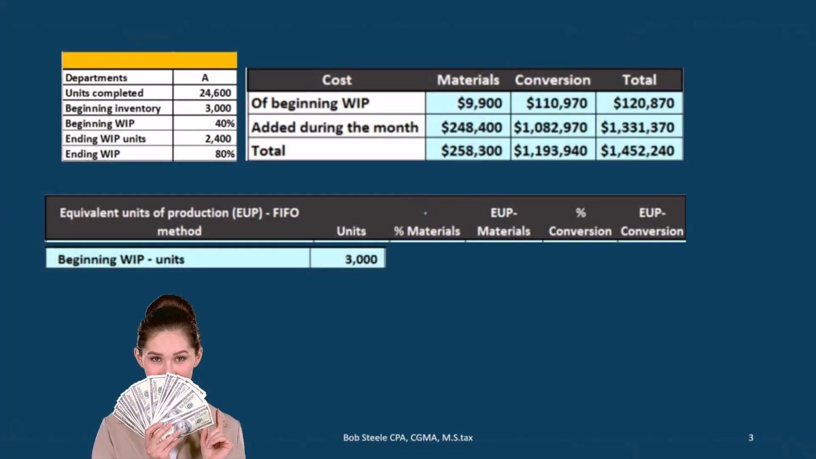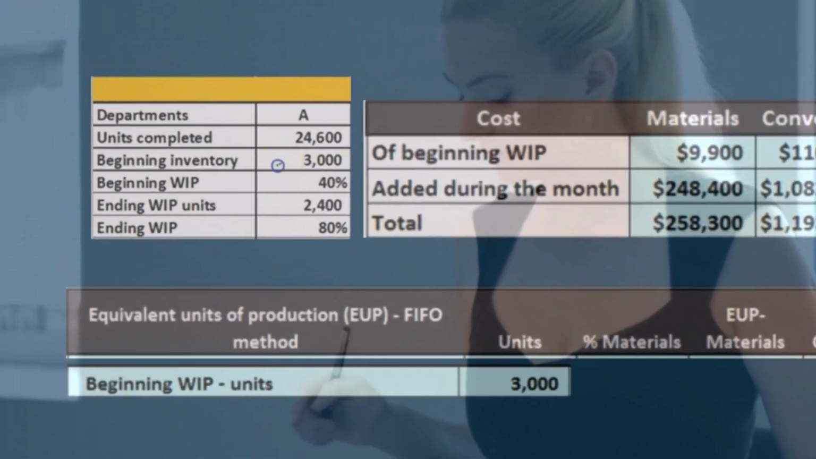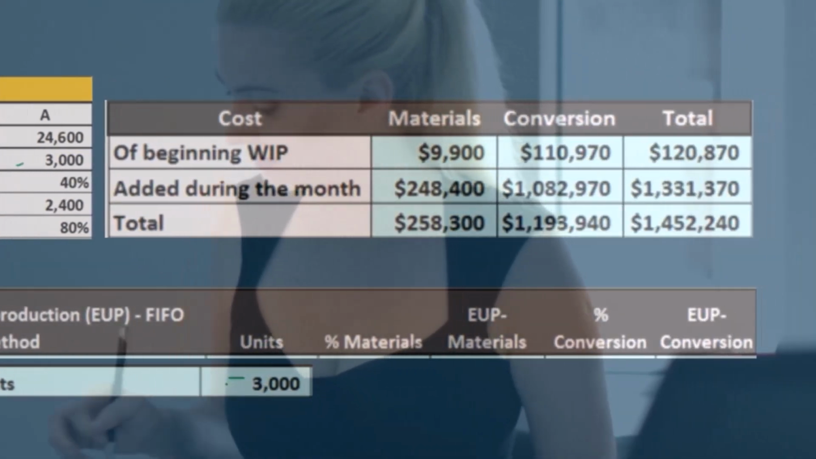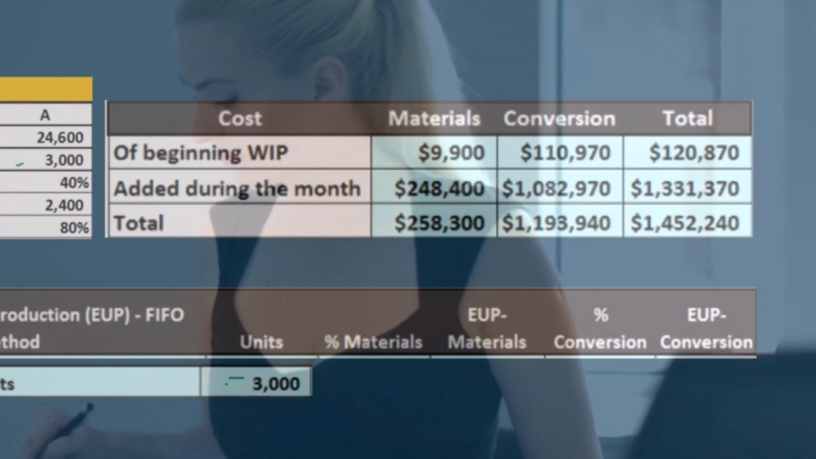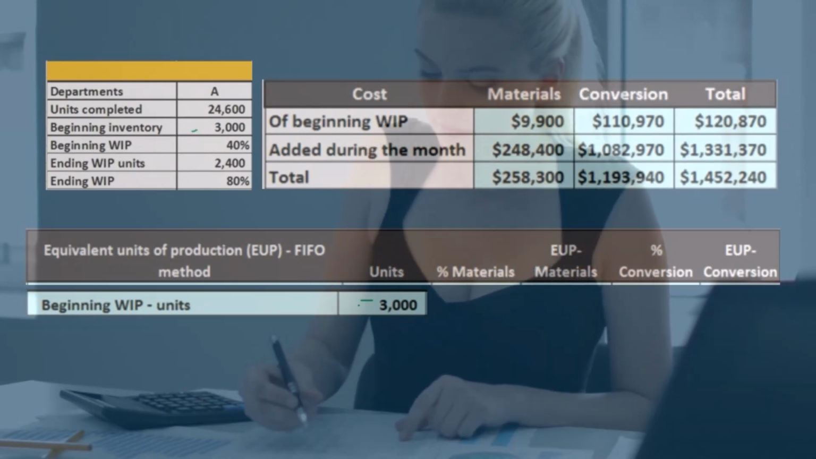Working through the problem, we're going to start with beginning work in process in units. That's going to be given in the problem. So we have 3,000. We would know it in real life because that's where we ended last time. So that's where we're going to start this time. This is units, not dollars, so you want to keep these two separated as we go.